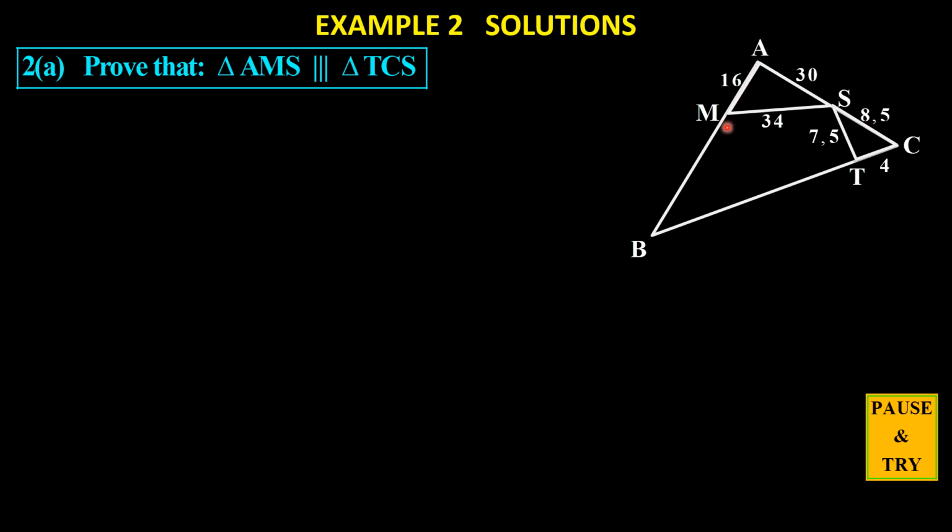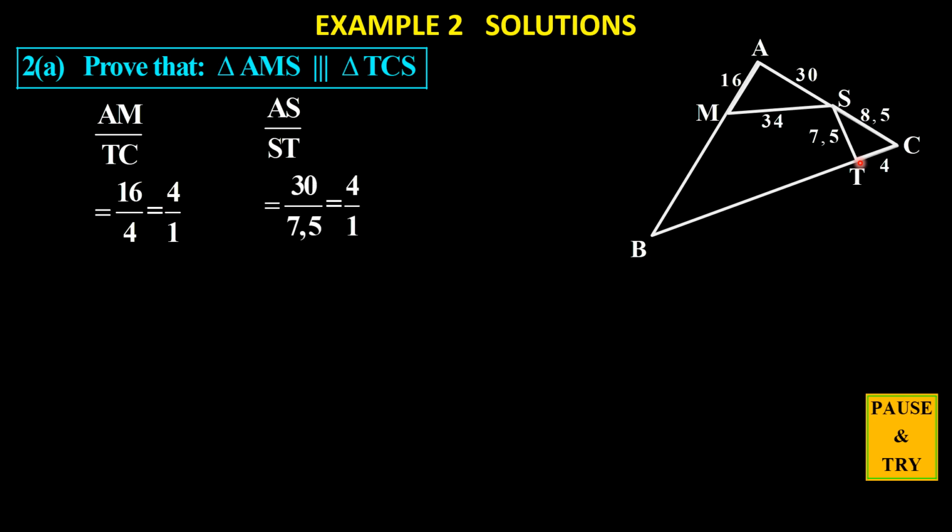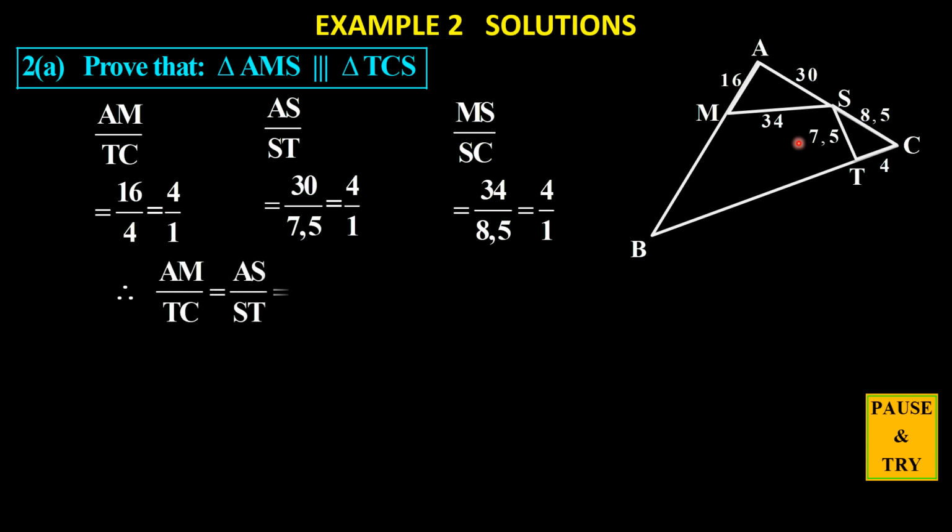So let's start. MA with TC. AM over TC is 16 over 4, and that is 4. Then we take the next length. AS with ST. And that is 30 over 7,5. We simplify, it gives us a 4. And the same way, MS with SC, and that gives us also a 4. We notice that those fractions are equal, therefore the corresponding sides are in proportion. Now, if they are in proportion, that means they have to be similar.